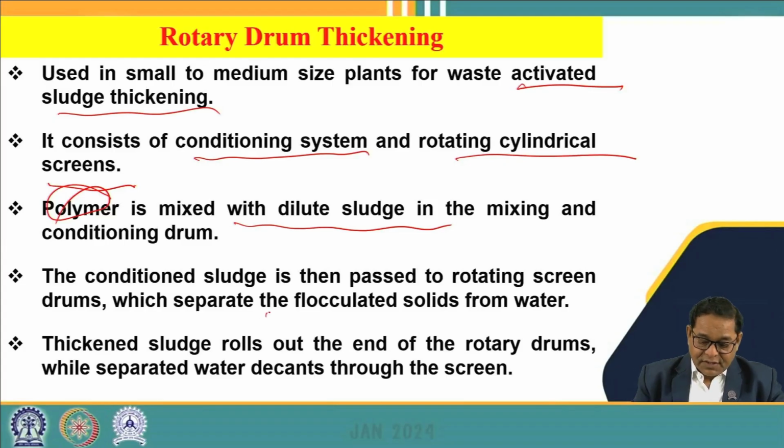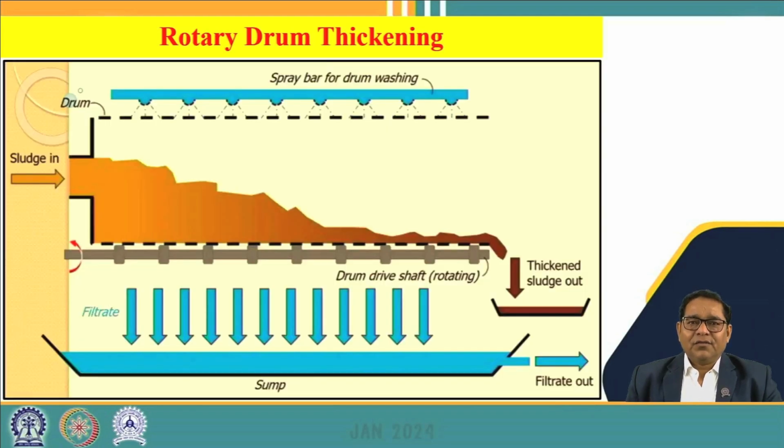This conditioned sludge is then passed to rotating screens which separate the flocculated solids from the rest of the water. The system is designed in such a way that the thickened sludge rolls out at the end of the rotary drum and gets separated from the rest of the water.